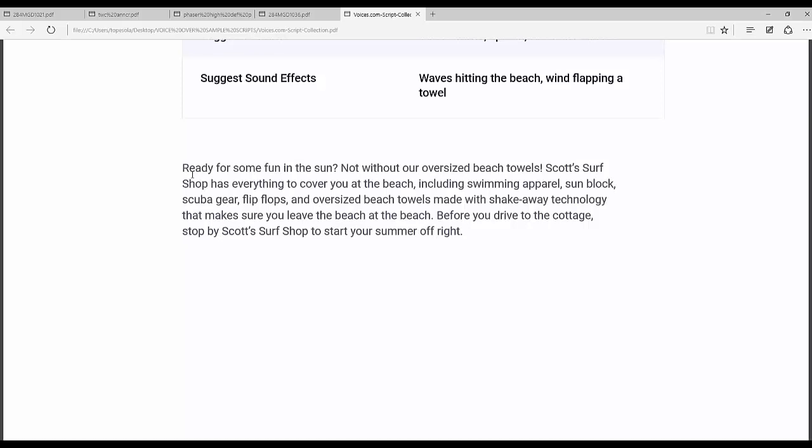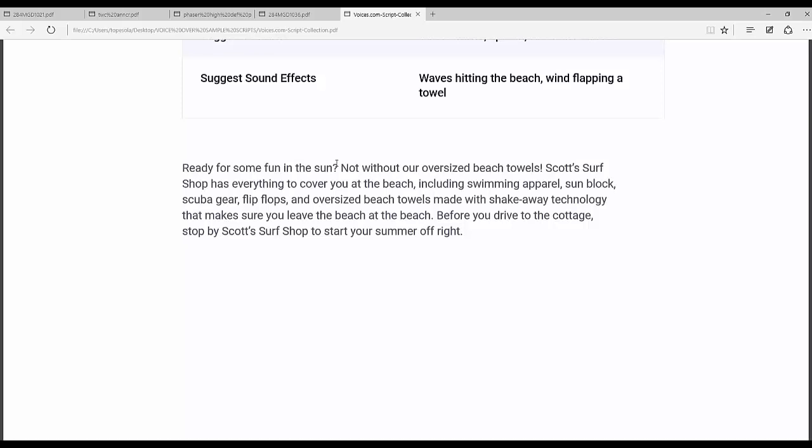So let me do a dry run right now. Ready for some fun in the sun? No, sorry, this is a question, so it's rising. Ready for some fun in the sun? Not without our oversized beach towels. Scott's Soft Shop. Can you see the way I pronounce that? I'm still talking, but then I had to pronounce the name of the company or the shop individually.